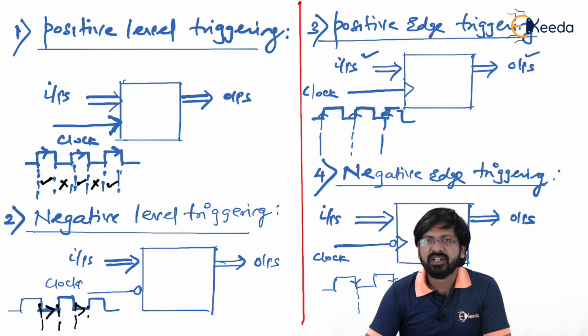So this is how triggering works, and only if the triggering knowledge is known to you is it possible to solve problems which are based on sequential logic circuits.